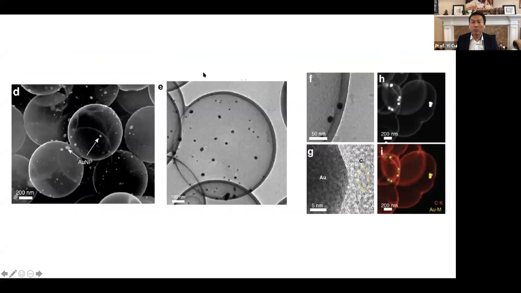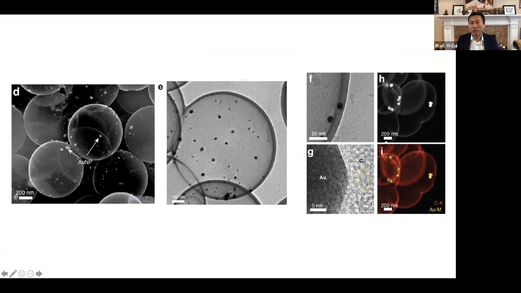Now let me show you the TEM image right there. This is a hollow carbon sphere, close to about a micron in diameter, with this black dot. Those are the gold nanoparticle seeds in there. And these are the gold particle elemental mapping we can see.